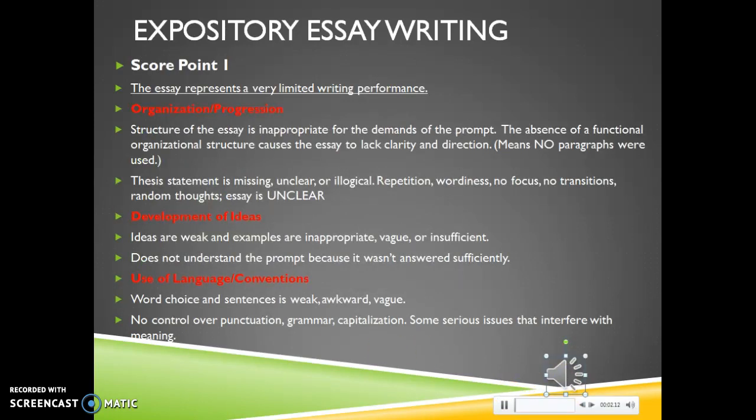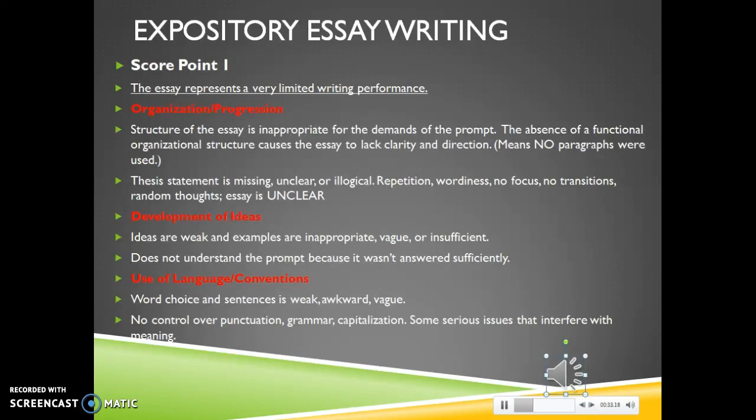Hey guys, so what does a score of a 1 look like? Well, this is what the state has, and I've condensed it into the main portions. Basically the state says that the essay represents a very limited writing performance. Basically, it's not good, and we have a lot of work to do for scoring 1. So we look at 3 different components: organization and progression, development of ideas, and the use of language and conventions.